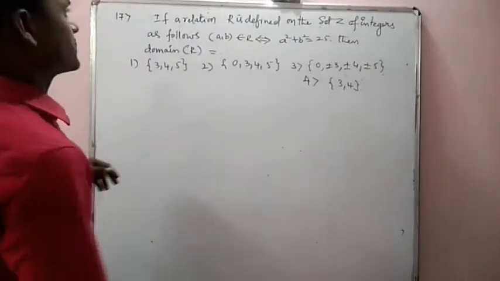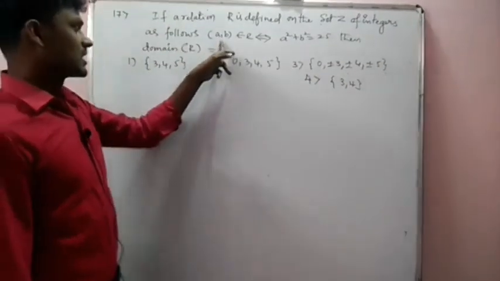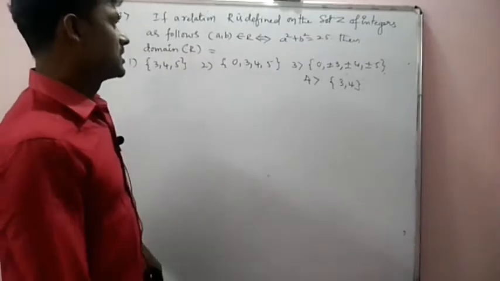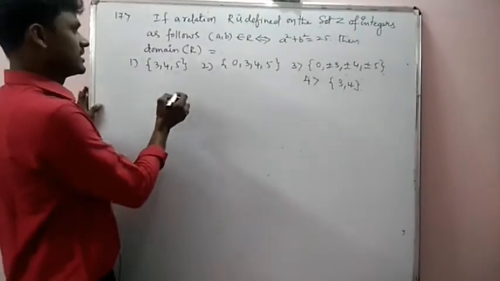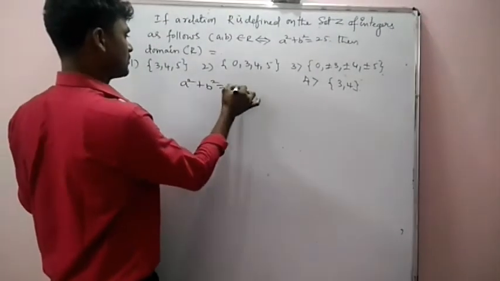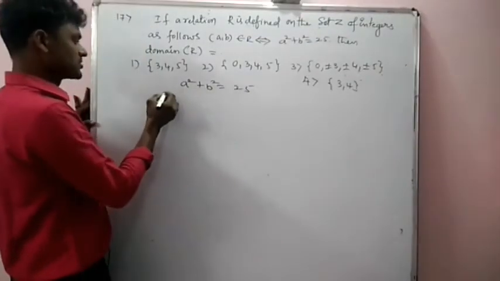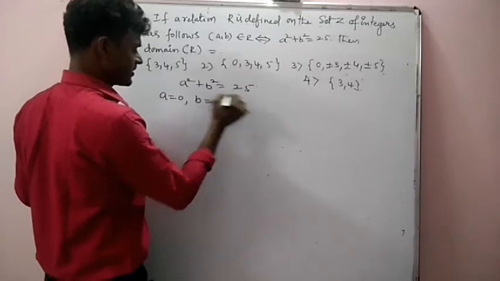Next problem. If a relation R is defined on the set Z of integers as follows: ordered pair A comma B belongs to R if and only if A square plus B square is equal to 25. Then the domain of R. Here A square plus B square is equal to 25. Here all the cases are possible. Then A is equal to 0, then B is equal to plus or minus 5.